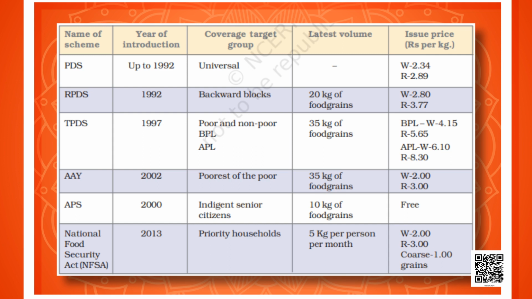This quantity has been enhanced from 25 to 35 kg with effect from April 2002. The scheme has been further expanded twice by additional 50 lakh BPL families in June 2003 and in August 2004. With this increase, 2 crore families have been covered under the Antodaya Anna Yojana. The PDS has proved to be the most effective instrument of government policy over the years in stabilizing prices and making food available to consumers at affordable prices.